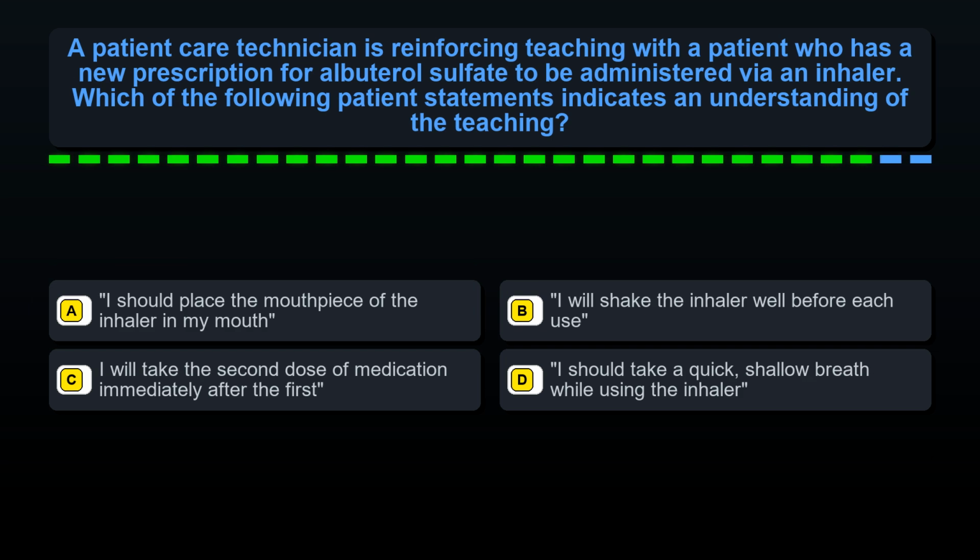Question 61. A patient care technician is reinforcing teaching with a patient who has a new prescription for albuterol sulfate to be administered via an inhaler. Which of the following patient statements indicates an understanding of the teaching? Option A. I should place the mouthpiece of the inhaler in my mouth. Option B. I will shake the inhaler well before each use. Option C. I will take the second dose of medication immediately after the first. Option D. I should take a quick, shallow breath while using the inhaler.